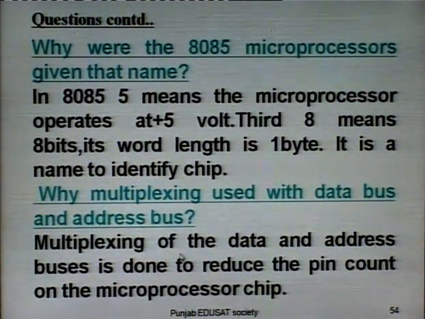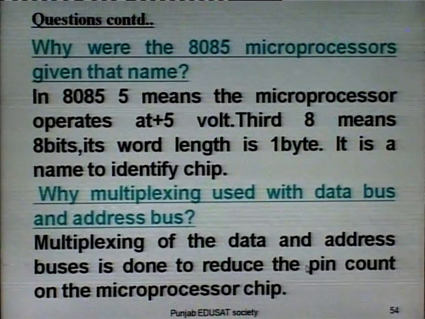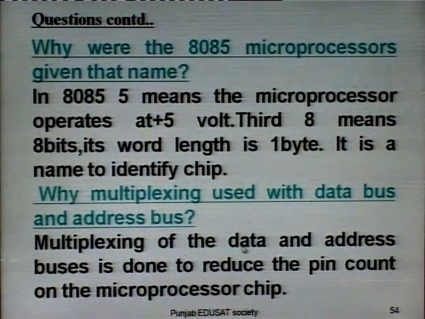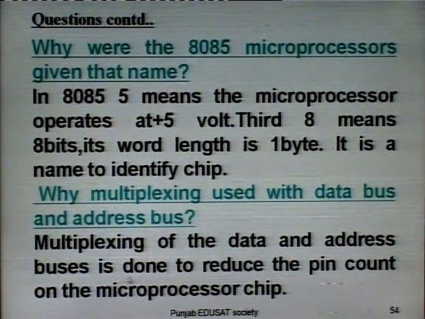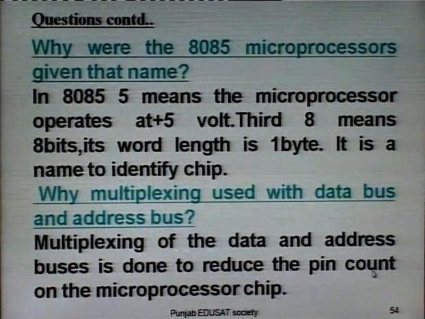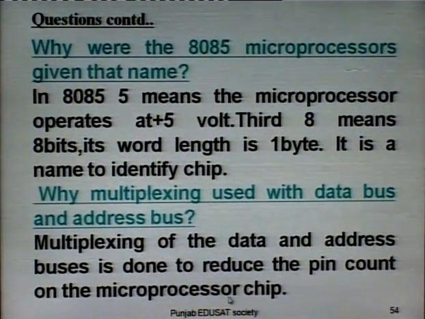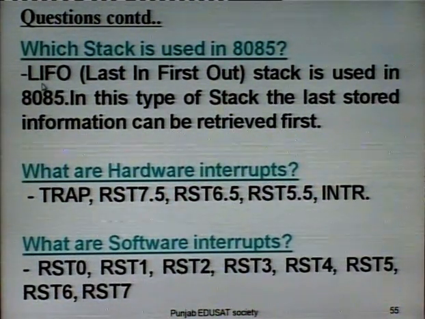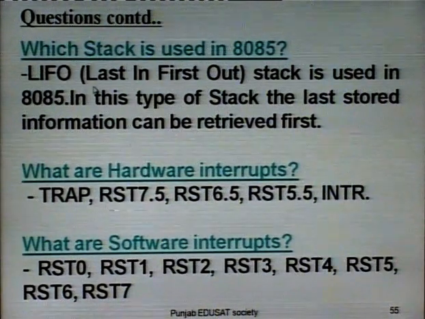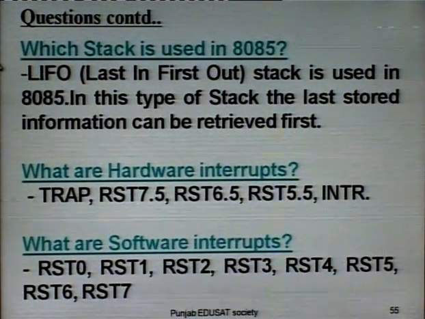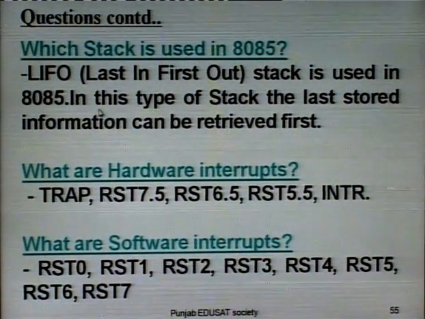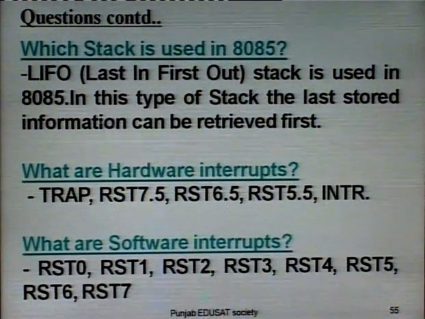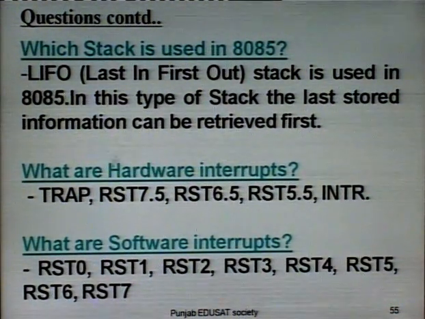Multiplexing. Why is multiplexing required? Multiplexing of data and address buses is done to reduce the pin count of the microprocessor chip. Which stack is used in 8085? Last in, first out stack is used in 8085. In this type of stack, the last stored information can be retrieved first.